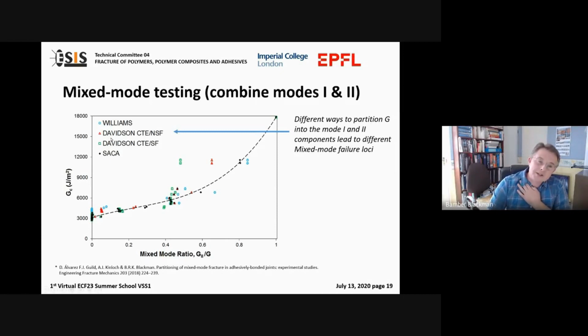If you take a different approach, for example, and you take a Davidson crack tip element singular field approach, this approach basically means that you are looking at the details of the crack tip.